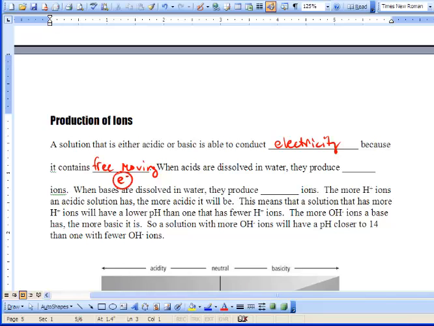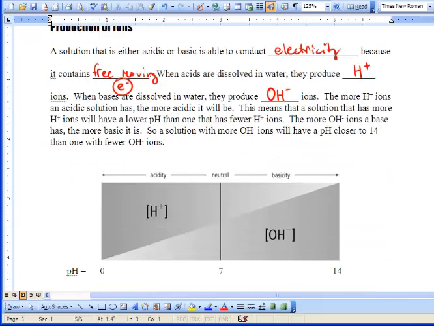So a solution that is either basic or acidic is able to conduct electricity because it contains free-moving ions. All right. Now, when acids are dissolved in water, they produce H plus ions, and when bases are dissolved in water, they produce OH negative ions. Now, the more H ions that something has, the more acidic it's going to be, and the more OH ions something has, the more basic it's going to be. And you can see this in the continuum right here. So we've got neutral right here, and then acidity this way, and basicity there to the right.